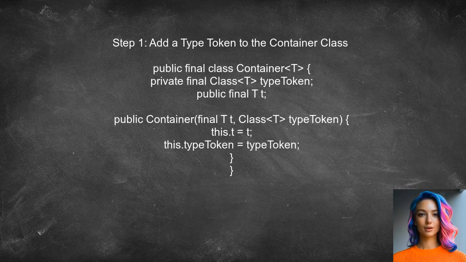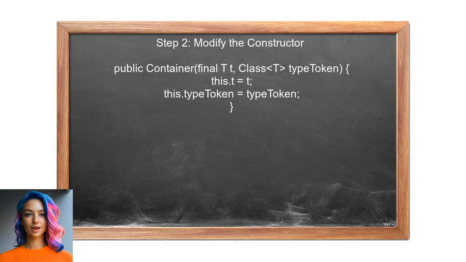common pitfalls. To implement equals for generic types, the user should start by adding a type token to the container class. This will help in distinguishing between different type parameters. Next, the user needs to modify the constructor to accept this type token. This will allow the equals method to access the type information at runtime.